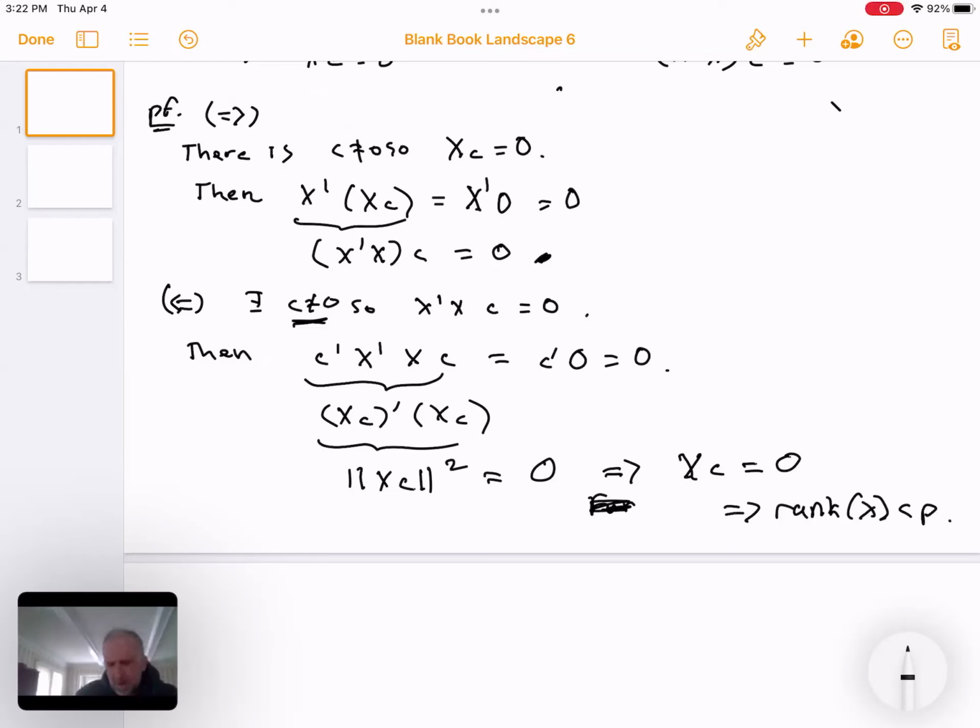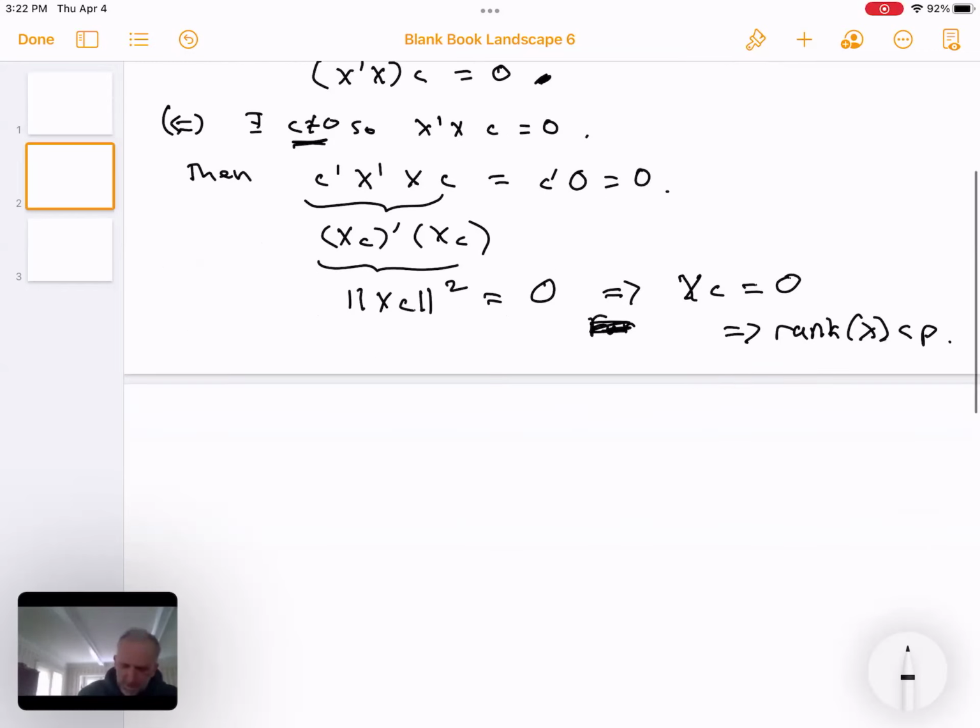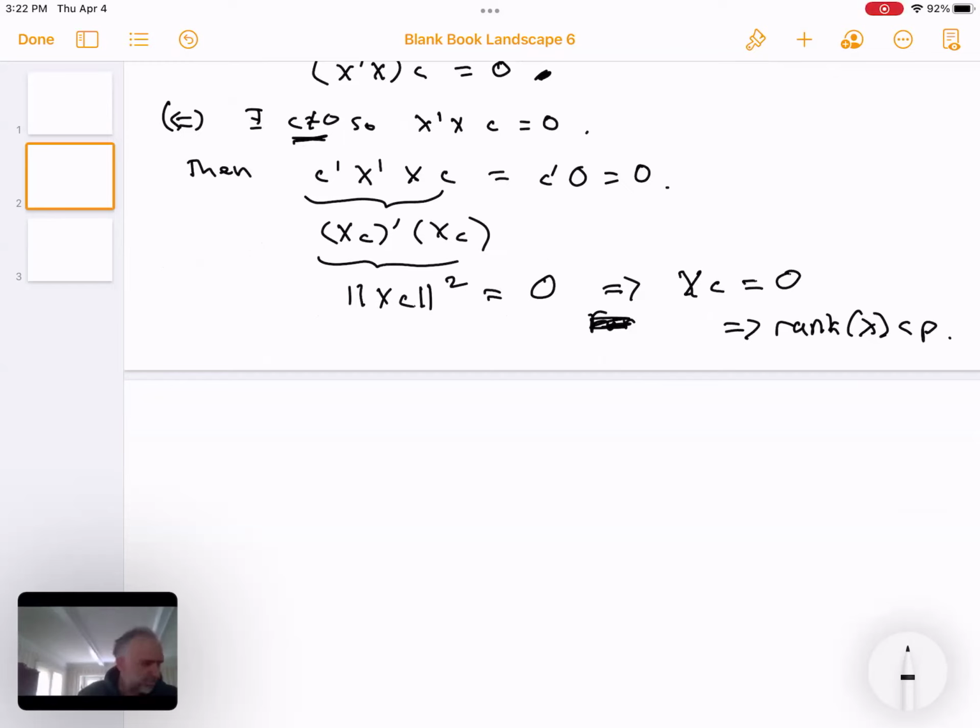If it had full column rank, all the columns were independent, then I couldn't say that. So one implies the other. If your data matrix has independent columns, you can take the inverse of x prime x. If not, you can't. That's nice. So we're always going to work in the world where we can. If we can't, we're going to have to fix it to do any kind of regression.